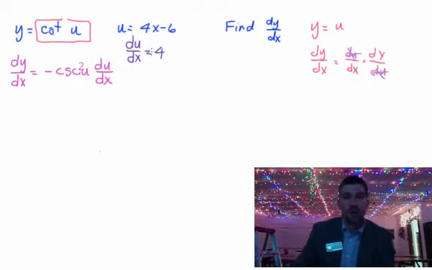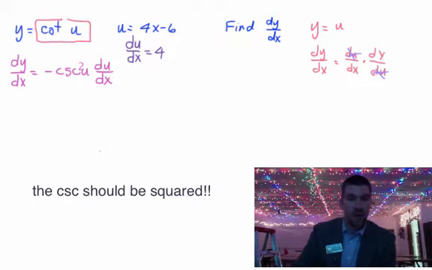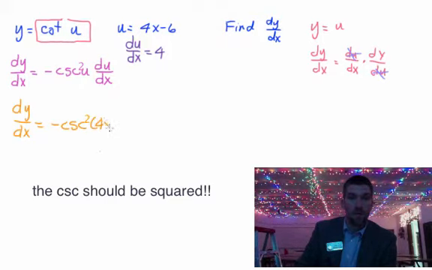Okay? So I'm going to just simply substitute in what I know. I know that u is 4x minus 6. I know that du/dx is 4. And I'm going to get my answer. So check it out. My final stop on this journey is dy/dx equals negative cosecant of u, 4x minus 6, times du/dx, which is 4.